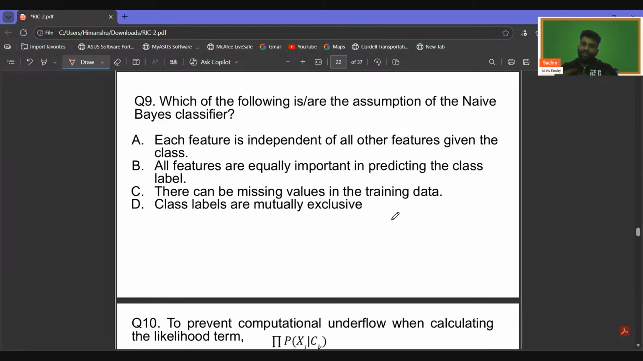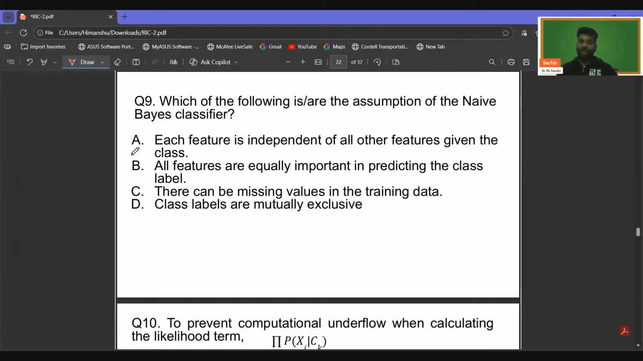See, the first option is very short, very easy. Each feature is independent of all the features given the classes. Remember, we do not just say independence of the features, but independence of features given their classes. That is very important. Okay. So A is definitely correct.